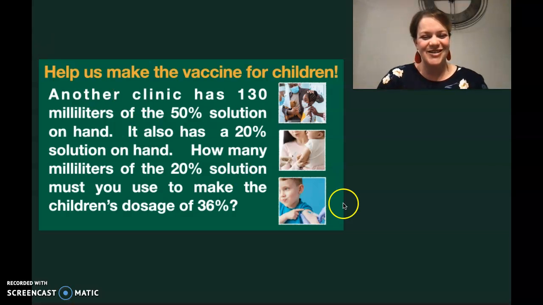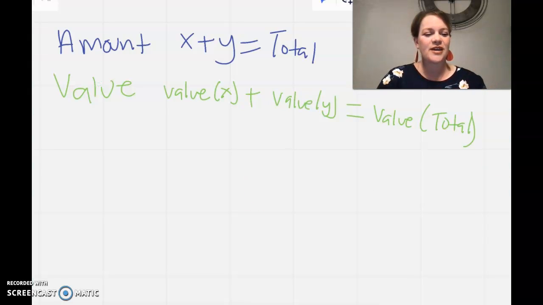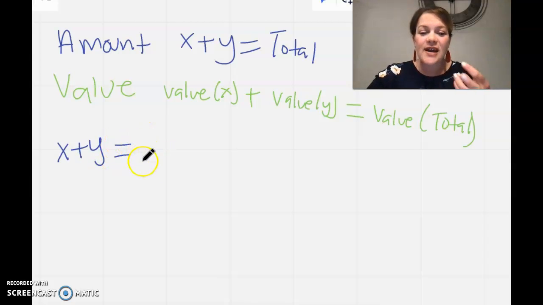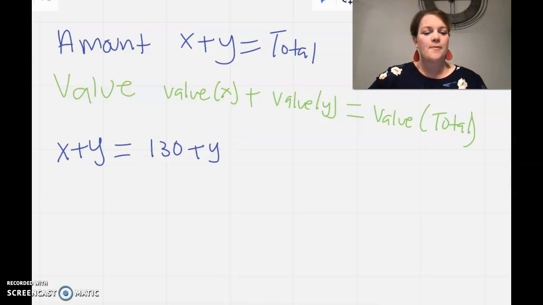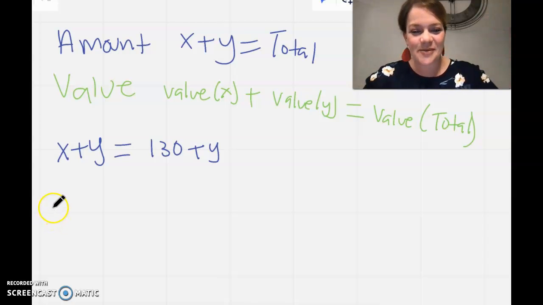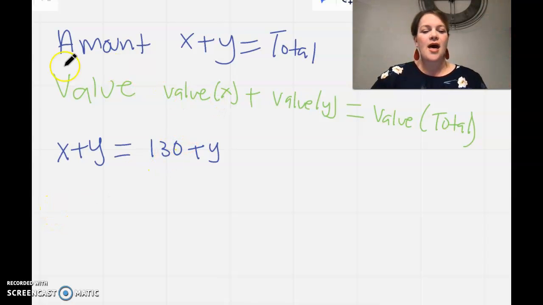And thank you for thinking through that. And let's go through this together just to clarify how you could think through this process. So first of all, you want to write this amount equation so you know that you have x plus y equals the total. In the problem, you weren't given that total amount. You were given something else, and that was the 130 milliliters for the x. Now, how could you write the value equation? Just step and step and step until you get where you want to be.